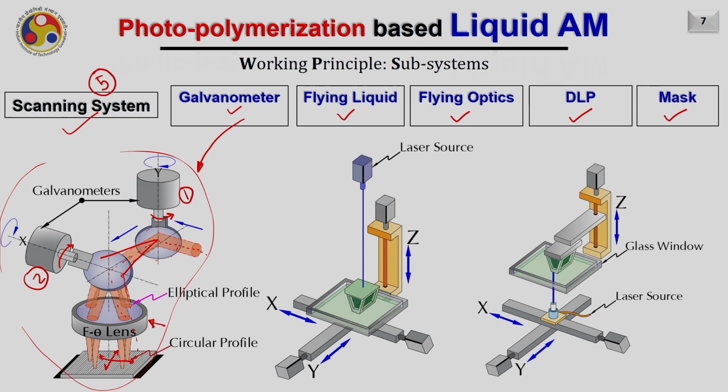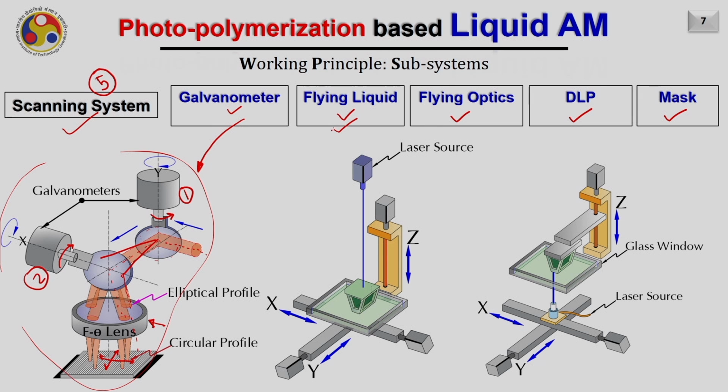Why do we use galvanometer? It is because the mass of the mirrors is very less, and hence if you want to deflect the laser beam, you can deflect your mirrors with a very high speed. As a result, the laser beam can move with a very high speed on the top of the liquid bed.